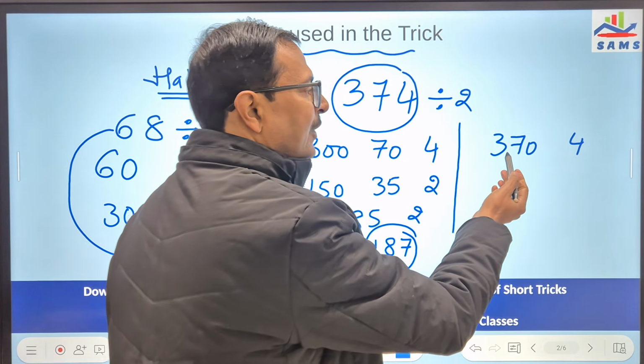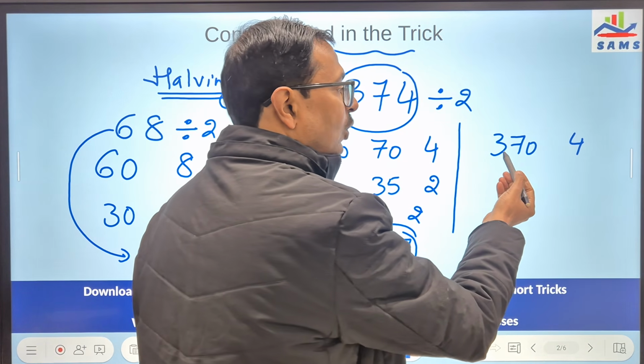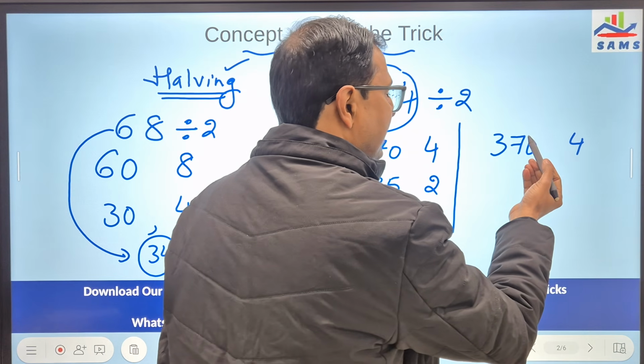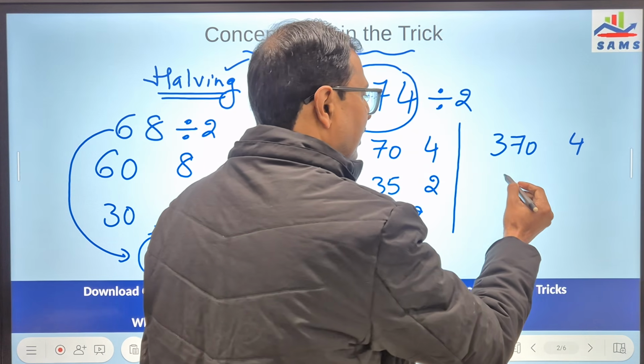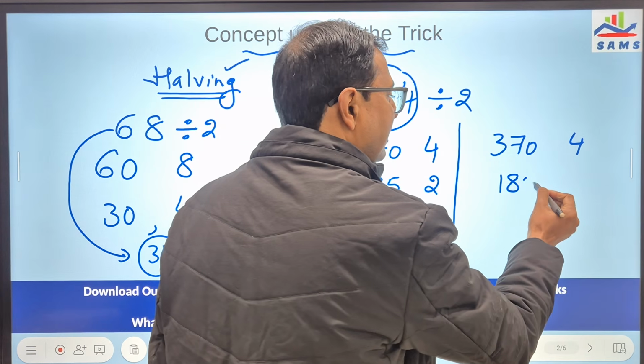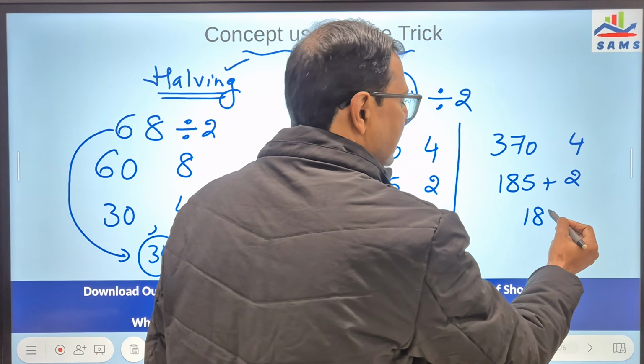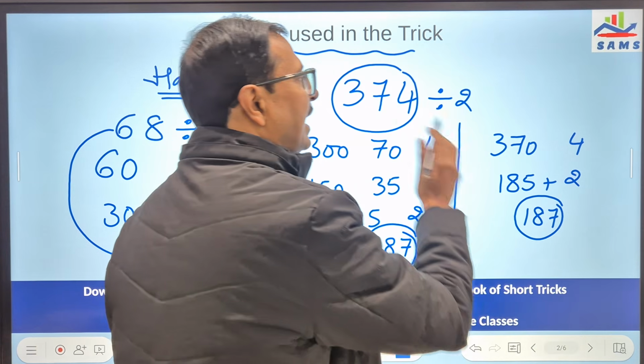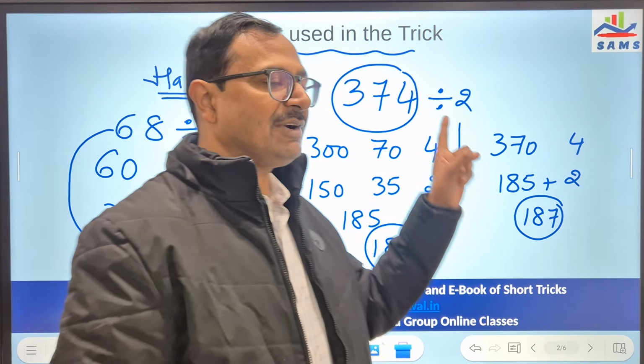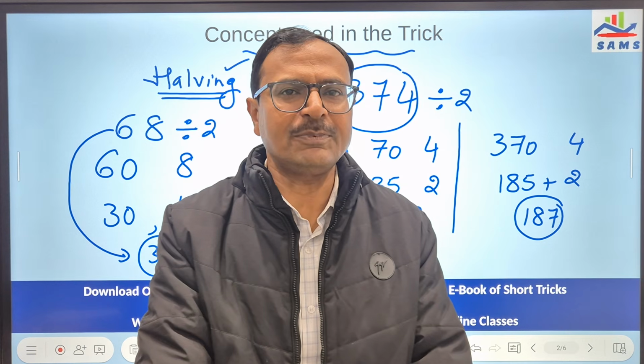Likewise here also I can do the halving. I know that 370, if you halve that, you will get 185, and 4 obviously is 2, and when you add them you get the same number 187 as the quotient when you divide 374 by 2. Now this is the concept of the trick.